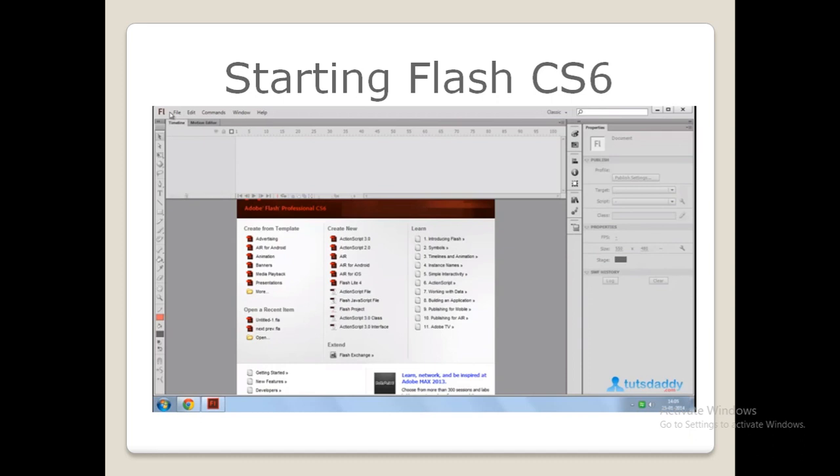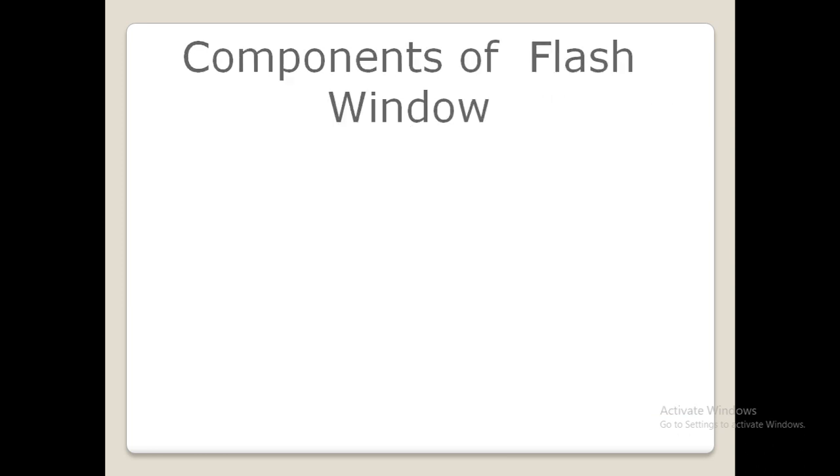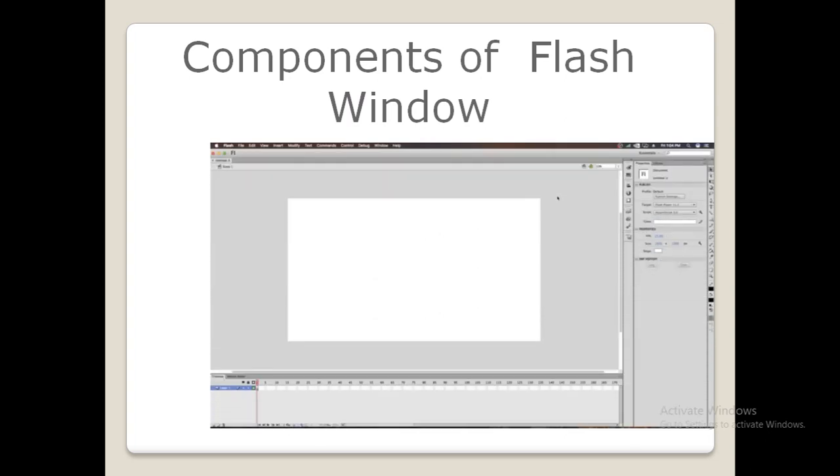Now what you have to do, under the create new pane, you have to select ActionScript 3.0. Now as soon as you click on ActionScript 3.0, you will see the Flash window will appear on your screen. Now we will go through the components of the Flash window very quickly.